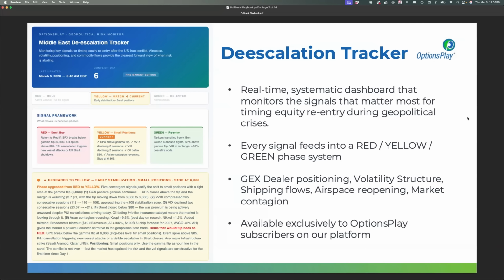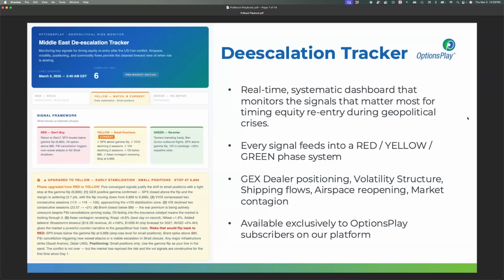And then it summarizes it into a red, yellow, and green phase system to give you a better sense for: are we in a state, in a phase, where things are still deteriorating? Are things starting to stabilize? Are things starting to improve? And this morning, or rather pre-market, we were starting to see signs of stability.